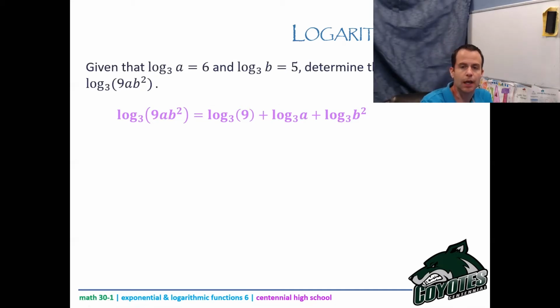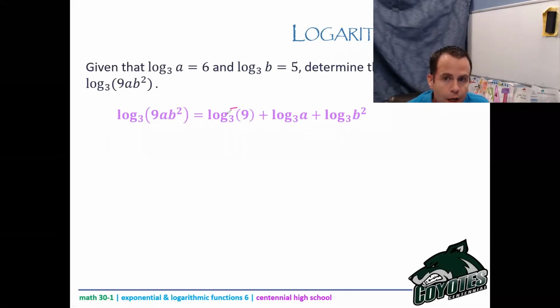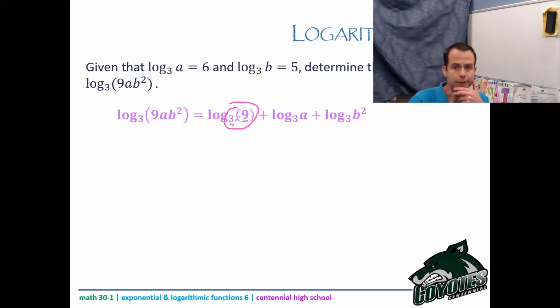Now, I'm going to take each one of those and see what I can do with them. The 9 I can write as 3 squared. Now, why do I want to write that as 3 squared? Remember, I'm trying to make that friendly. If I can make that number and that number be the same thing, then I can do something with that. Over here, this one's actually ready to go. I already know that log base 3 of a is 6. This guy, I'm going to end up with a 2 there, and log base 3 of b is 5. So that's going to end up being 2 times 5.